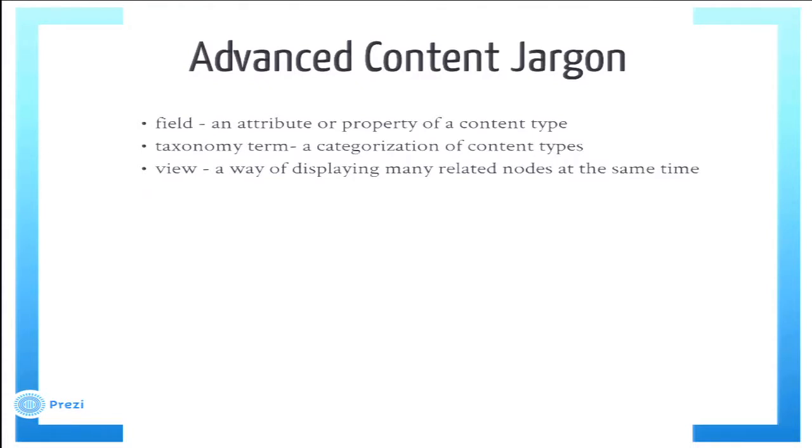This is where we start to get a little bit more specific for Drupal. Field is an attribute or property of a content type. Taxonomy term is a categorization, so it's sort of like a grouping of your nodes. View is a way of displaying many related nodes at the same time. And again, there's actually lots of other things that views can do for you. Views is a specific module. Unlike most of the rest of these things, views is a specific module. You can write that down if you want. Otherwise, I can explain it a little bit more.